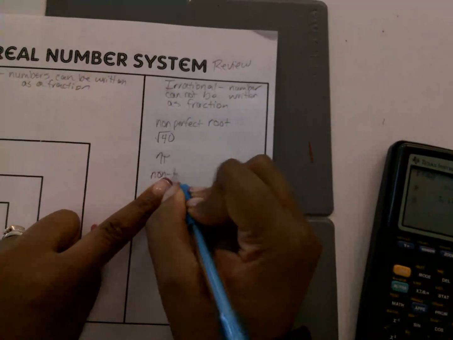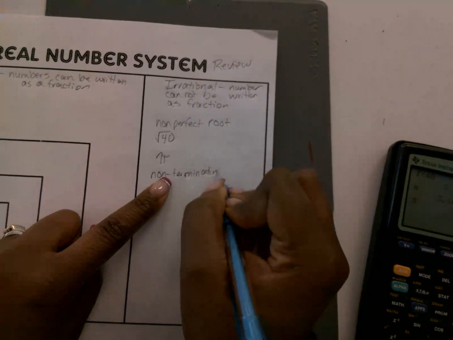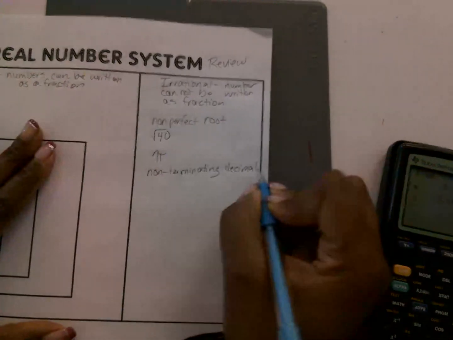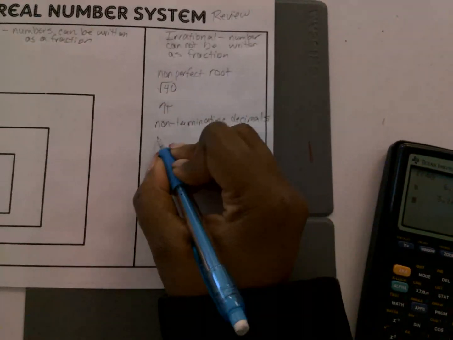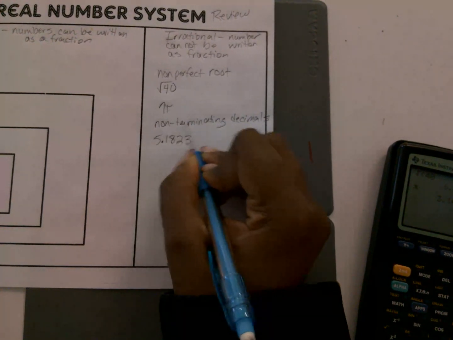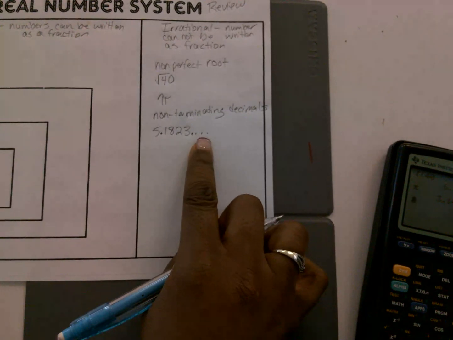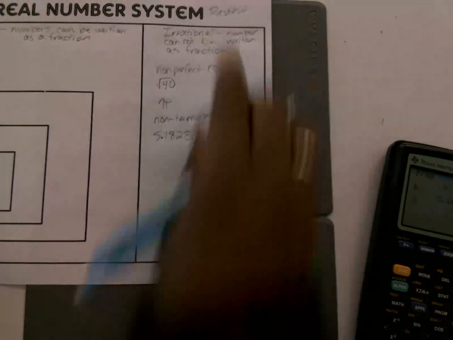All non-terminating decimals are irrational. So if I see a decimal other than pi that looks like this, 5, 1, 8, 2, 3 with the dots at the end, that means this number goes on forever and it doesn't have a pattern as to how it repeats. These are all considered to be irrational. Everything else is rational. Okay?